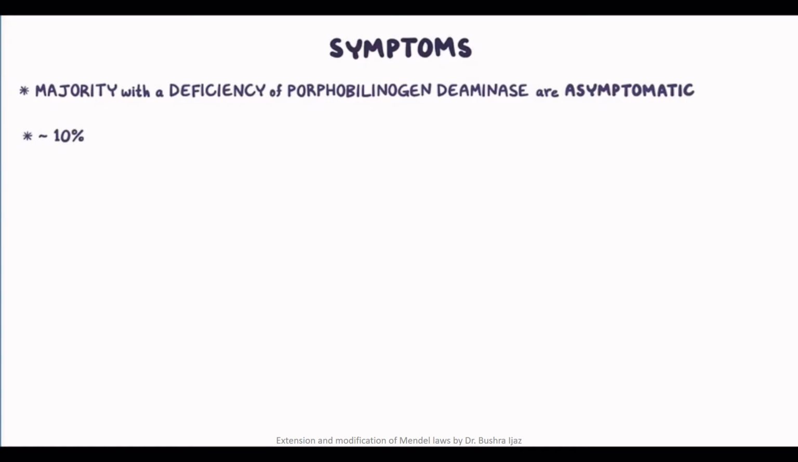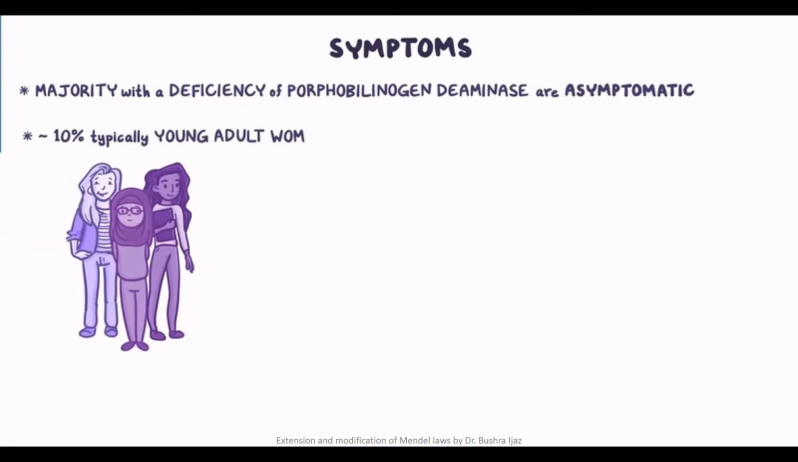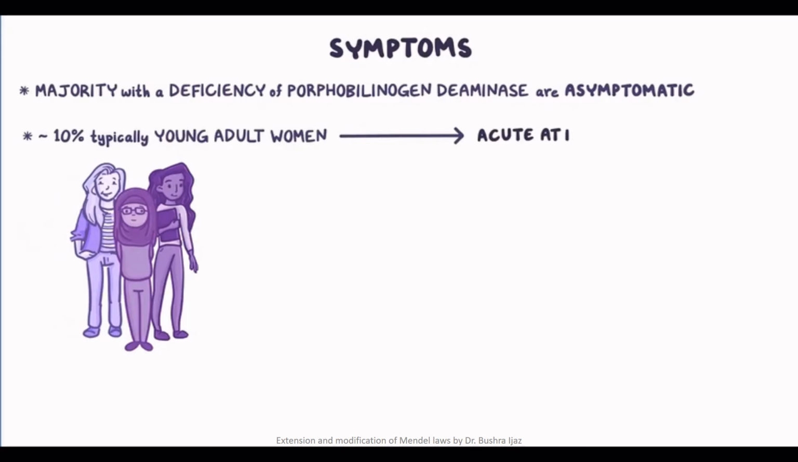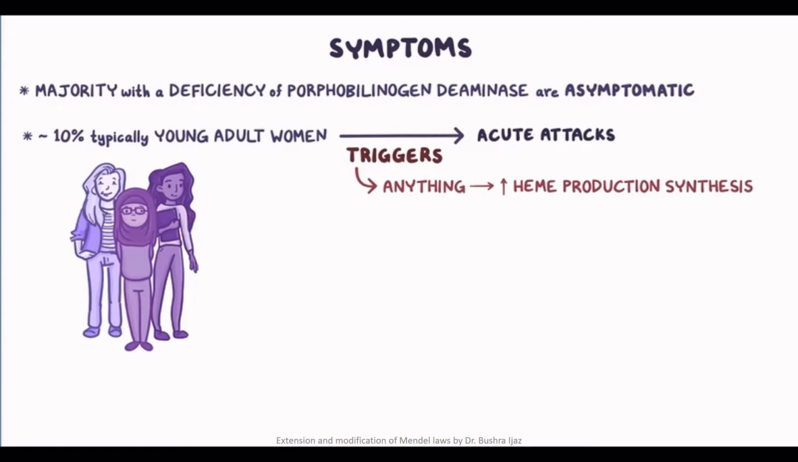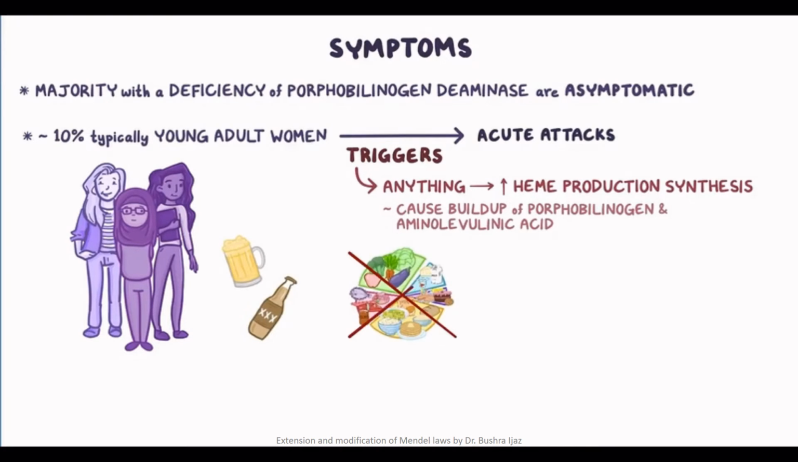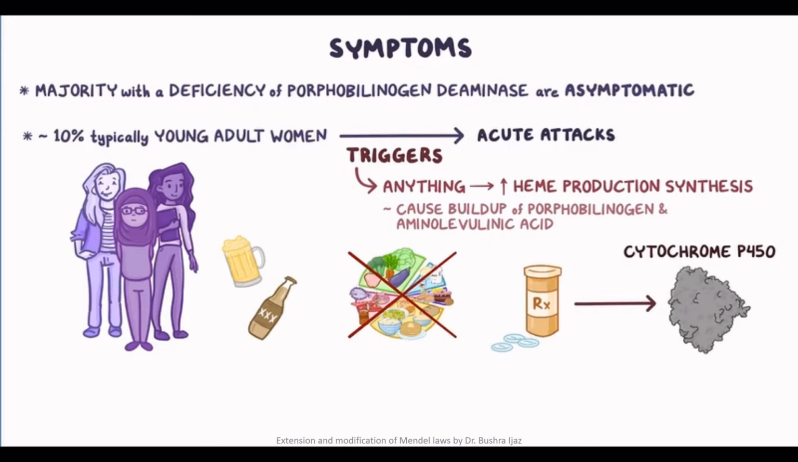Only around 10% of individuals, typically young adult women, are affected by what's known as acute attacks, which are caused by certain triggers. Anything that stimulates increased heme production can be considered a trigger, since it'll inevitably cause buildup of porphobilinogen and aminolevulinic acid. Some examples of these triggers include excessive alcohol consumption, starvation, and certain medications that increase cytochrome P450 protein. This protein also contains heme, and it's used to break down many medications like barbiturates, antiepileptics, and oral contraceptives.